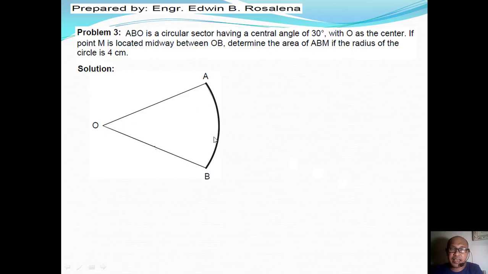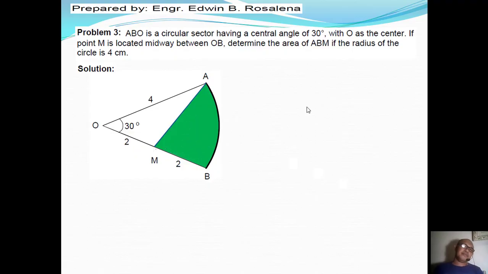So this is the arc AB. This is 30 degrees here. M is located midway between OB. Determine the area ABM if the radius of the circle is 4. Meaning, we will connect a line segment from A to M. The radius of the circle is 4, and M is midway, so we have 2. Find the area ABM, that area there.